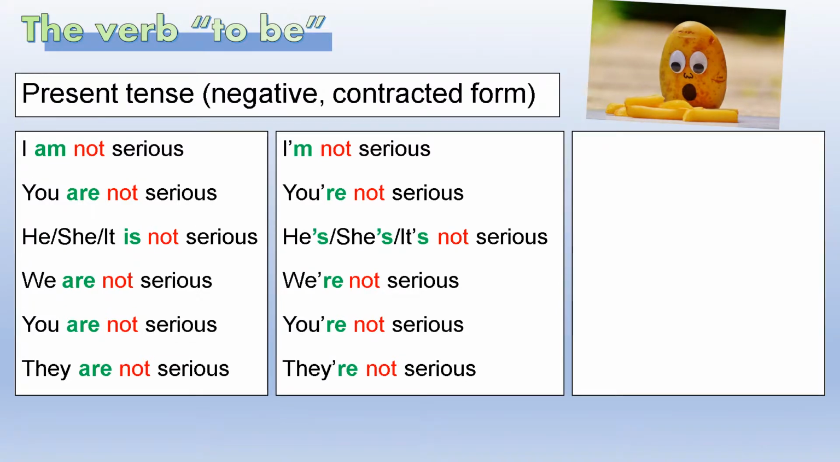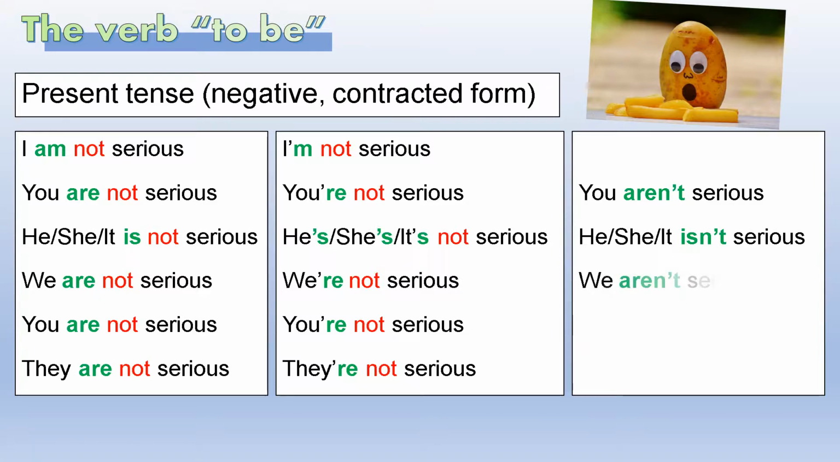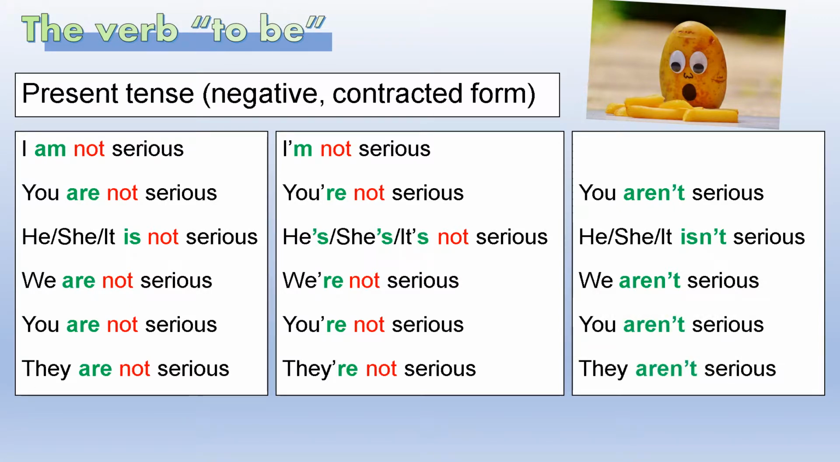Apart from the first person singular, for every other person, you can put the apostrophe in the middle of not to replace the O here. So you are not serious becomes you aren't serious. He isn't serious. She isn't serious. We aren't serious. You aren't serious. They aren't serious.